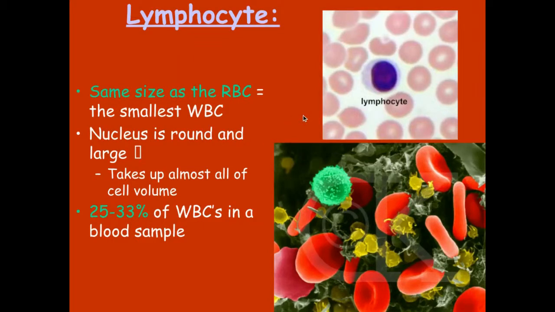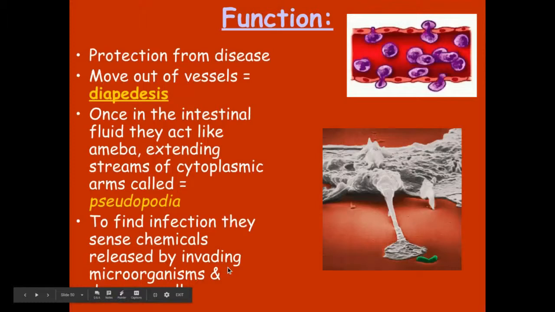Okay, lymphocytes. Lymphocytes are the same size as a red blood cell. They're the smallest white blood cell that we have. It's round and has a large nucleus. See how, once again, the nucleus is taking up most of it. The way to differentiate between the lymphocyte and the monocyte then is to look at the size of the white blood cell compared to the red blood cells. Monocytes are going to be about 3 times as large. Lymphocytes are pretty close to the same size as a red blood cell. And 25 to 33% of the white blood cells in a blood sample are going to be lymphocytes. The function of the lymphocytes is to protect from disease and to move out of blood vessels.